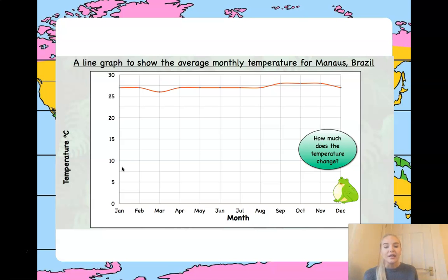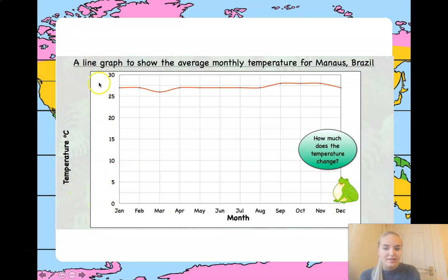So here is a line graph, and it shows the average monthly temperature. And we want to think, how much does the temperature change? But first of all, we're going to have a closer look at this line graph and show exactly what it's showing. So we can see here that across this line, it's showing the month, January all the way through to December.